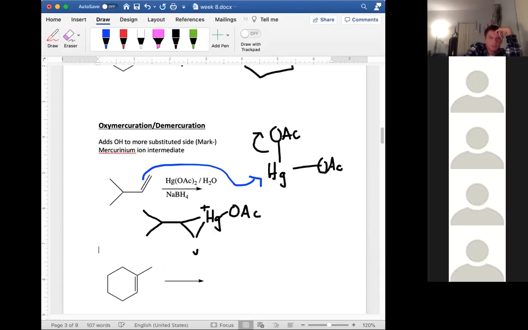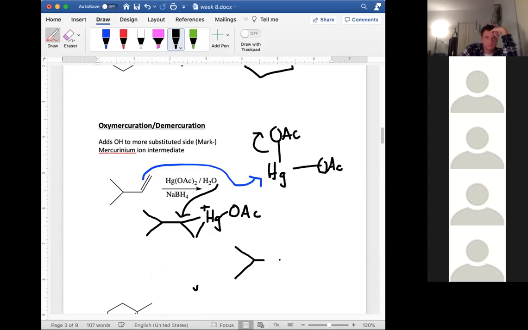Yep, the water attacks and breaks that bond. Now, if he asks you conceptually, the NaBH4 will demercurize, that will eliminate the mercury. All it does is just cut it away.